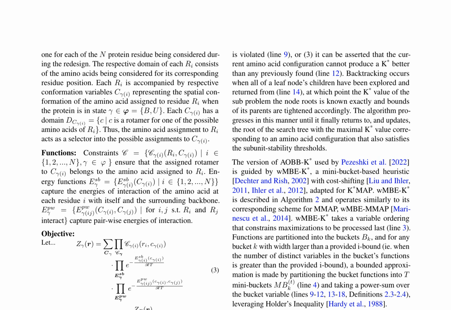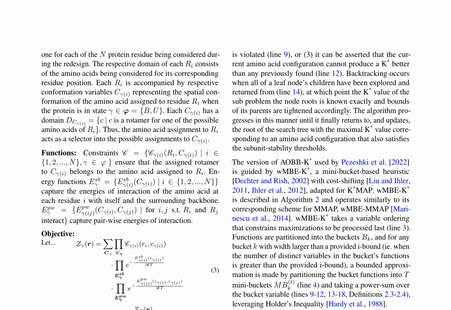The authors present a probabilistic graphical model for protein redesign, where each residue is represented by a random variable R_i, accompanied by conformation variables C_γ,i, representing the spatial conformation of the assigned amino acid. Each R_i has a domain consisting of possible amino acids, and the amino acid assignment to R_i acts as a selector into the possible assignments to C_γ,i. The model includes constraints to ensure that the assigned rotamer to C_γ,i belongs to the amino acid assigned to R_i. Energy functions E_SB and E_PW capture the energies of interaction of the amino acid at each residue i with itself and the surrounding backbone, and pairwise energies of interaction, respectively.